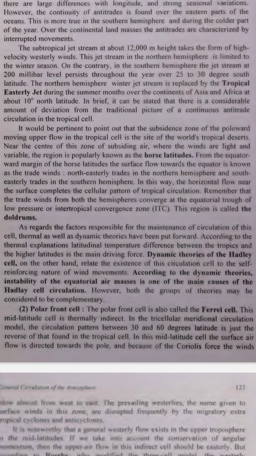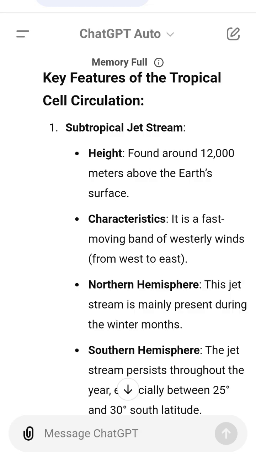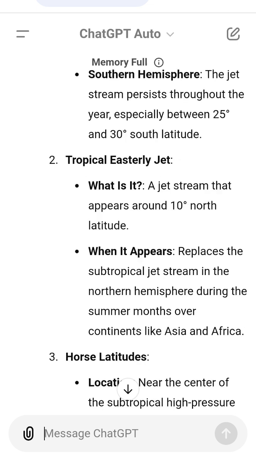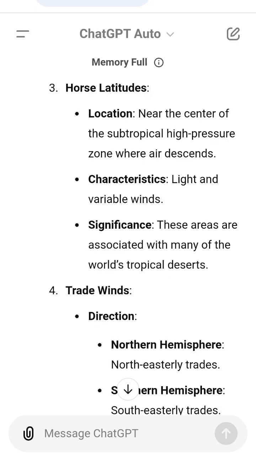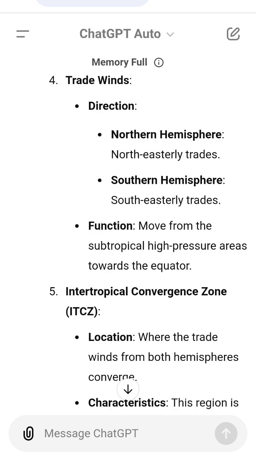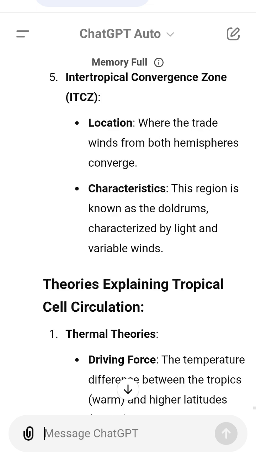Summary. Subtropical jet stream. High-speed westerly winds at 12,000 meters, present in winter in the northern hemisphere and year-round in the southern hemisphere. Tropical easterly jet replaces the subtropical jet stream in summer in the northern hemisphere. Horse latitudes, dry areas with light winds where air descends, leading to tropical deserts. Trade winds flow from subtropical high-pressure areas towards the equator. ITC doldrums, where trade winds converge at the equator.